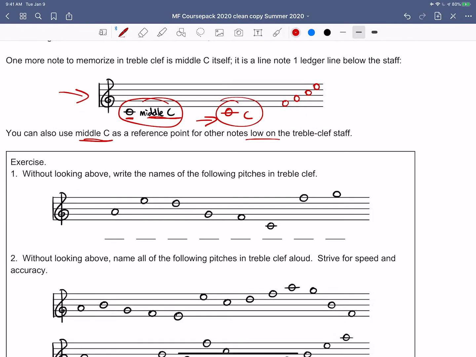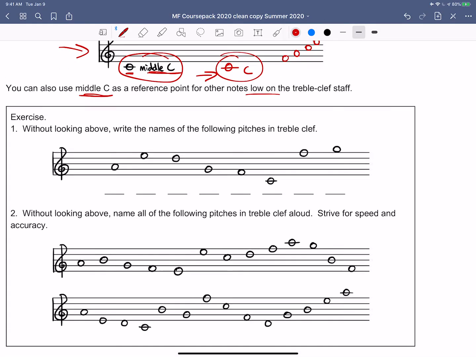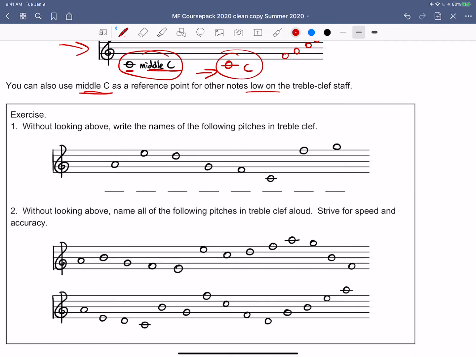Now let's do a little bit of this next exercise together. If you feel like you're on top of the material, of course, you can do this right away. So let's write the names of the following pitches in treble clef. Again, just remember FACE, and you can derive everything from there, and I suppose you can also remember middle C.